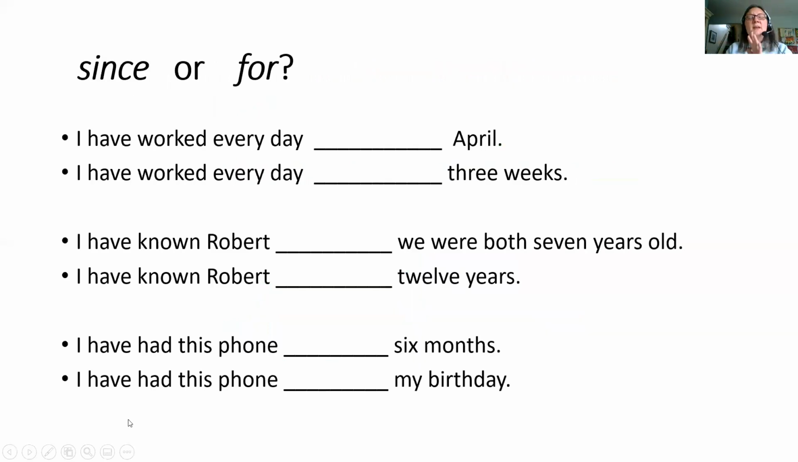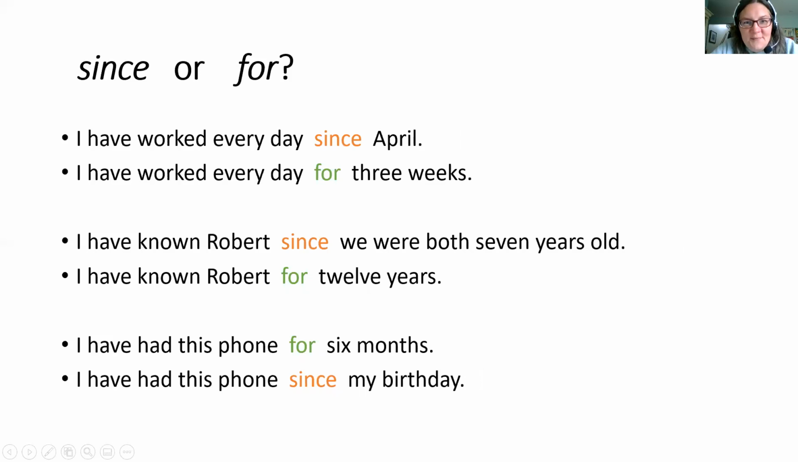All right, here's your quiz. So feel free to hit the pause button and go ahead and work on these. What would you put in the blanks, since or for? All right. Hopefully you took some time and got your answers down. Here is the way it works. Did you notice that April, that's a specific month? April is specific. Specific uses since. 3 weeks is a length of time, right? When we're talking about length of time, we need for.